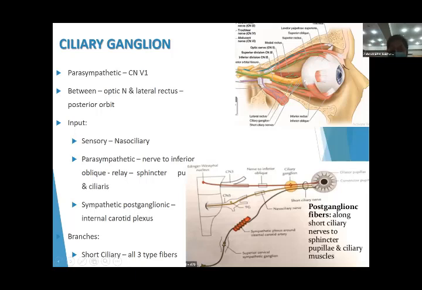अच्छा, इसके connections आपको बताया था. हर parasympathetic ganglion of the head and neck, all 4 of them, ठीक है?